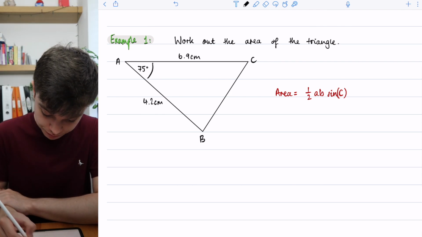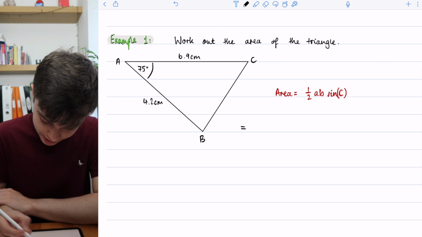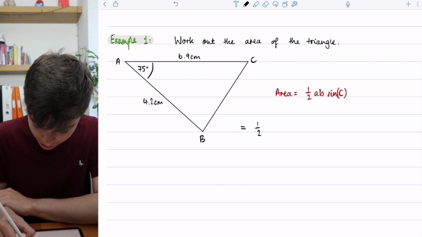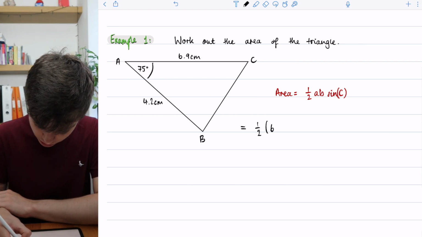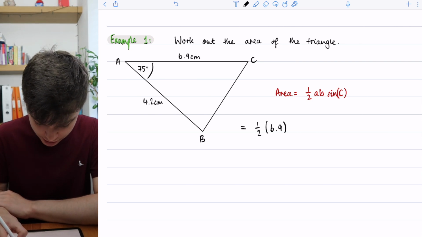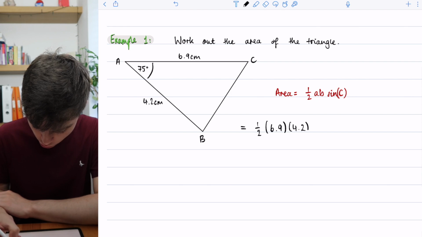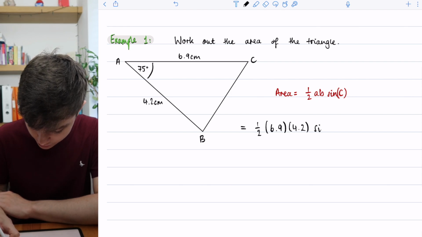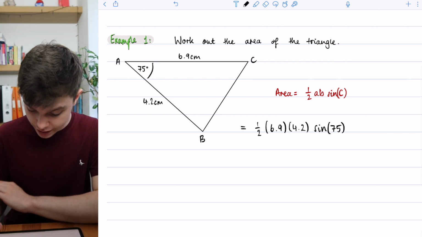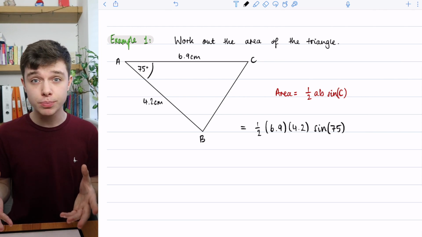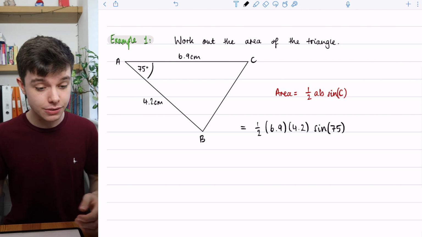Let's just substitute. So we will get this. We will get a half times, and I'm just going to use brackets here, one of the sides, which will go with 6.9, times the other side, 4.2, and then times sine of the angle between them, which is 75 degrees. And then just put that into your calculator. That's how simple this is.